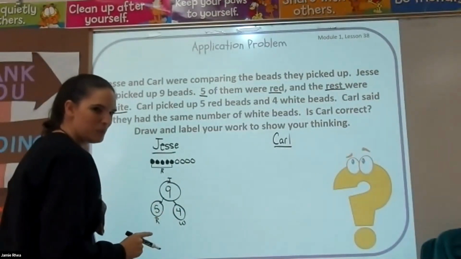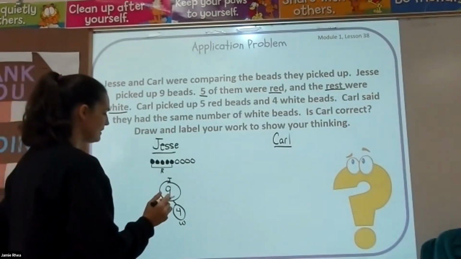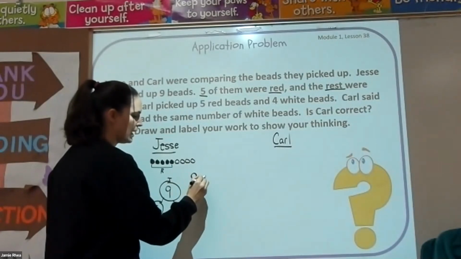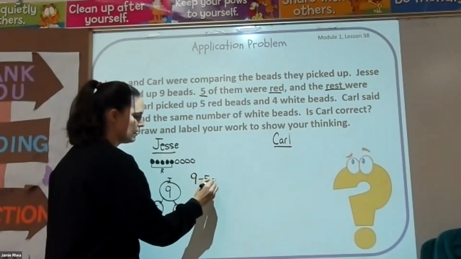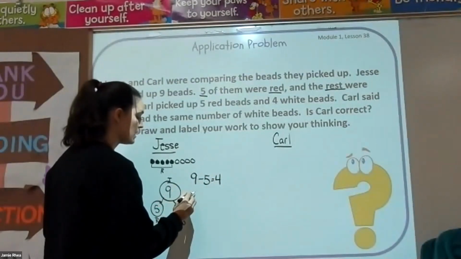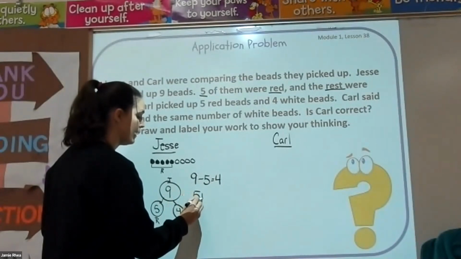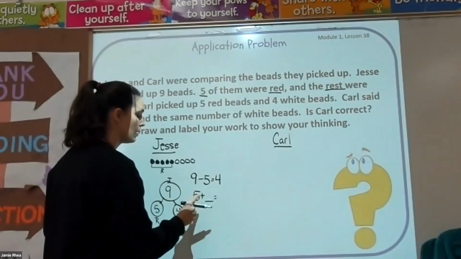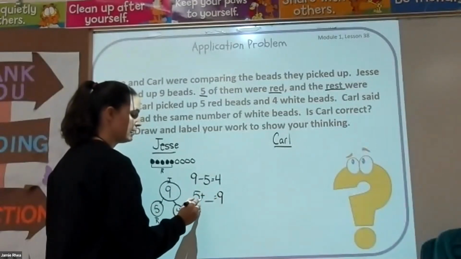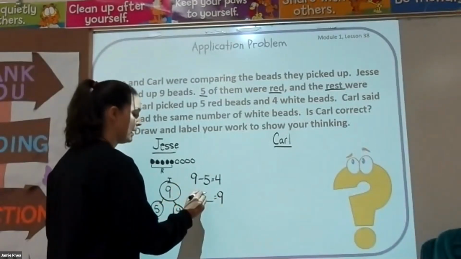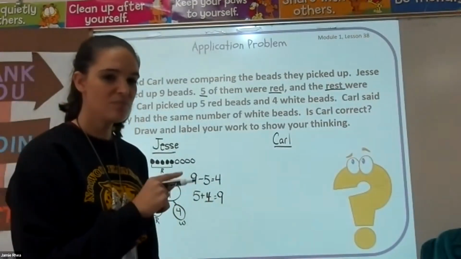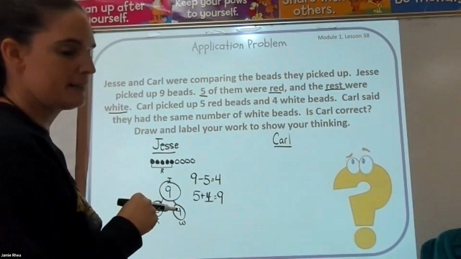Yeah, I've got information I already know. I can say that we had 9 beads total. 5 of them were red, the rest were white. There's my subtraction. I could have said I have 5 red beads and some white beads, and together I have 9. I know that 5 and 4 make 9.